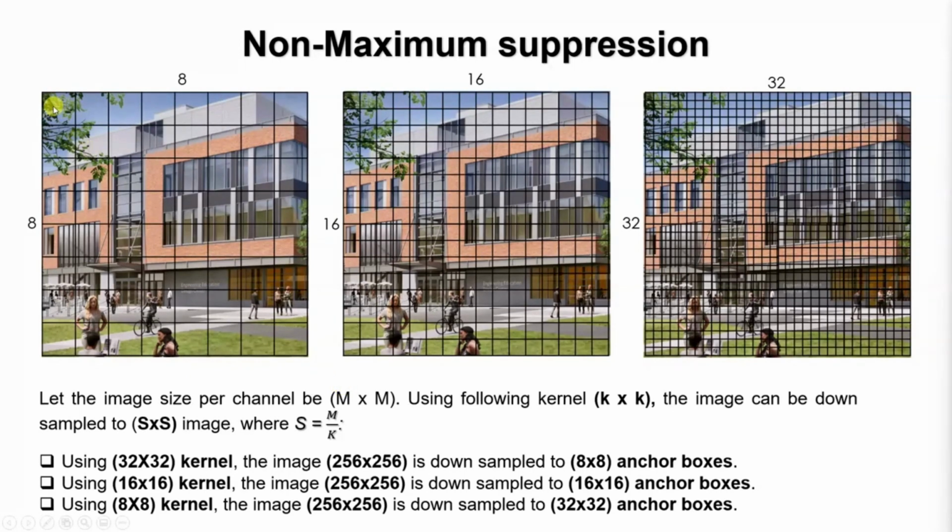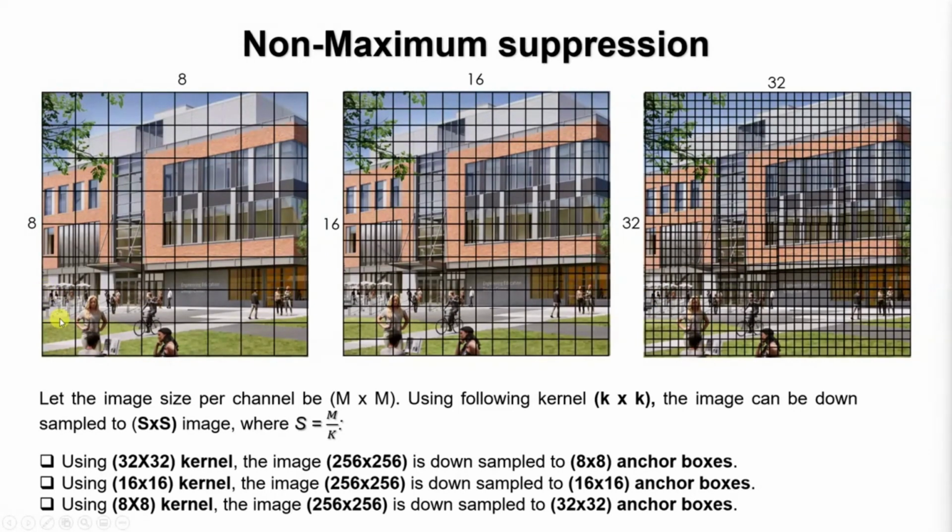What we do is divide these images into an S by S grid, by downsampling the images using some kernel. For example, the input size here is 256 by 256. If we use a 32 by 32 kernel, then we can downsample it to 8 by 8 anchor boxes. In this situation, these anchor boxes will give attention to the larger objects, whereas if we use smaller kernels like 8 by 8, then we can get 32 by 32 anchor boxes. This will give priority to the smaller objects also.